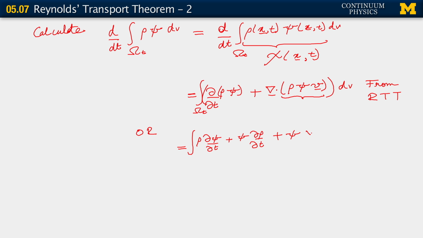I can write that as psi times divergence of rho v, plus rho v dotted with gradient of psi. Okay, all of this.